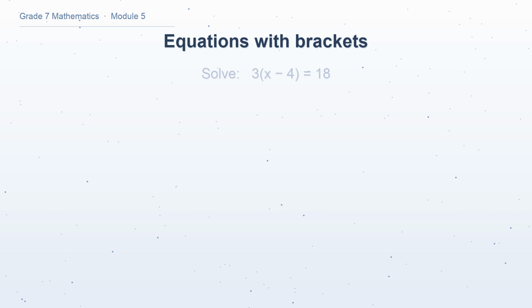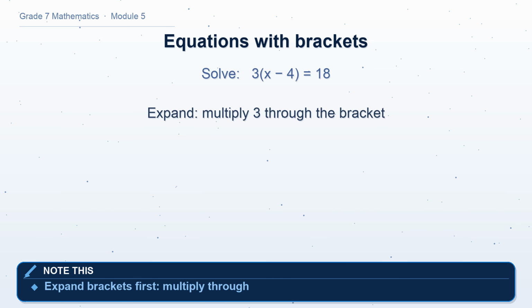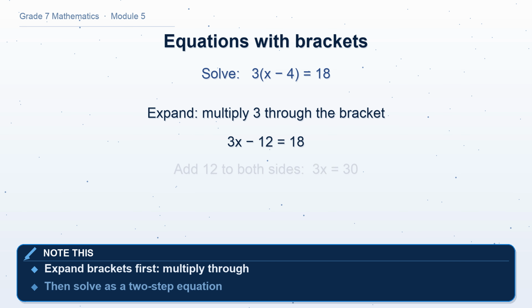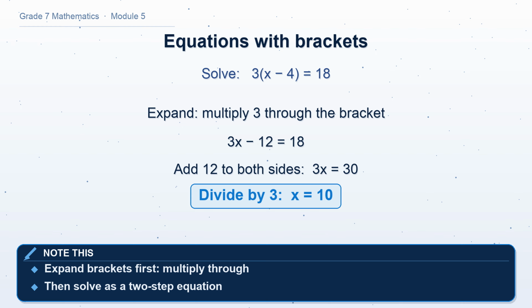When an equation has brackets, we open them up first. Solve 3 times the quantity x minus 4 equals 18. We expand the bracket by multiplying everything inside it by 3. 3 times x is 3x, and 3 times negative 4 is negative 12. So we have 3x minus 12 equals 18. Now it is a two-step equation. We add 12 to both sides, giving 3x equals 30. Then we divide both sides by 3, so x equals 10.